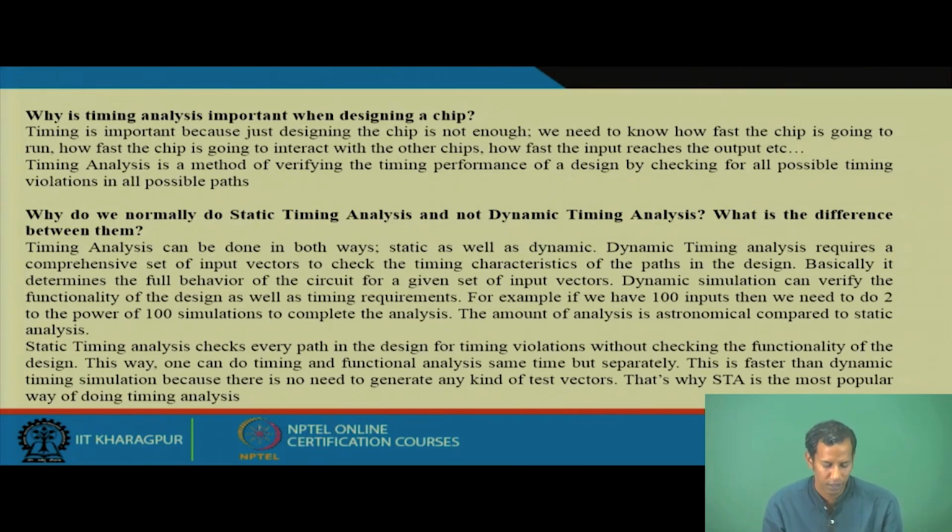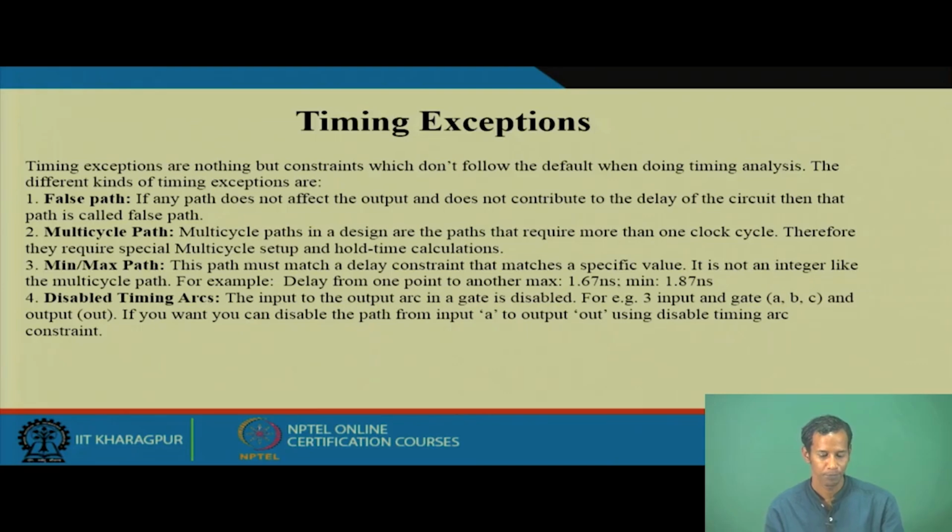But in case of static timing analysis, as we are not considering any test vectors, the static timing analysis checks every path in the design for timing violations without checking the functionality of the design. So, this way one can do timing and functional analysis at the same time, but separately. This is faster than dynamic timing analysis because there is no need to generate any kind of test vectors. That is why STA is the more popular way of doing timing analysis, and much more preferable than dynamic timing analysis.